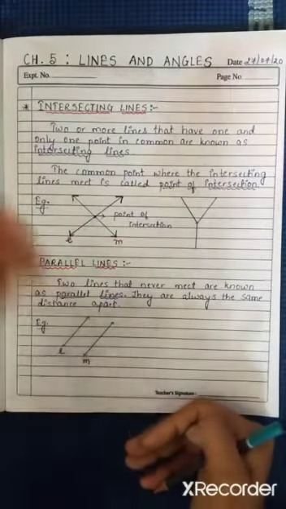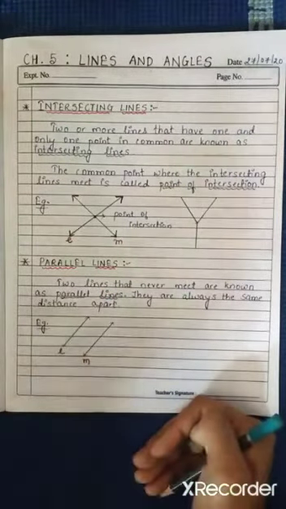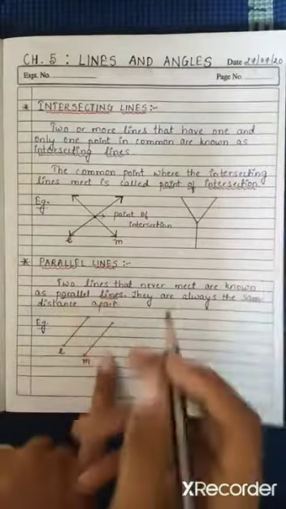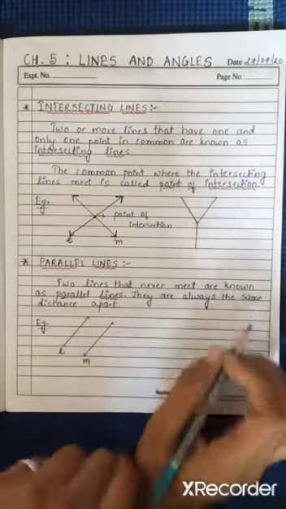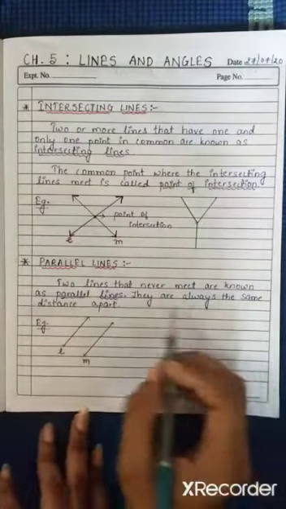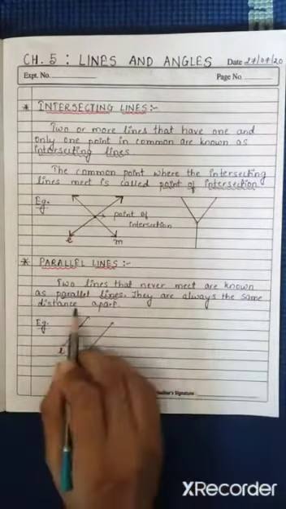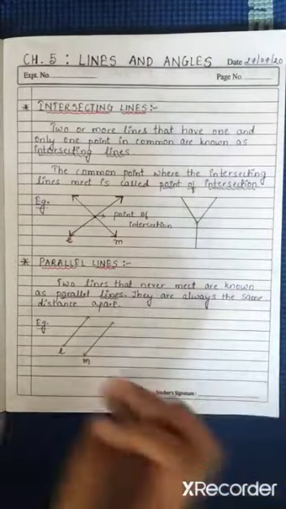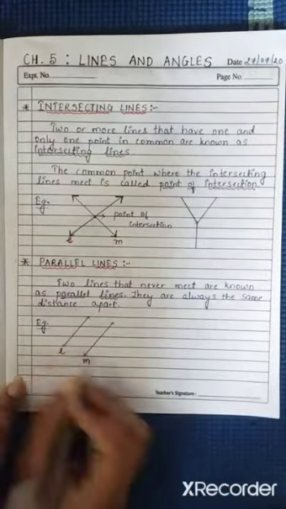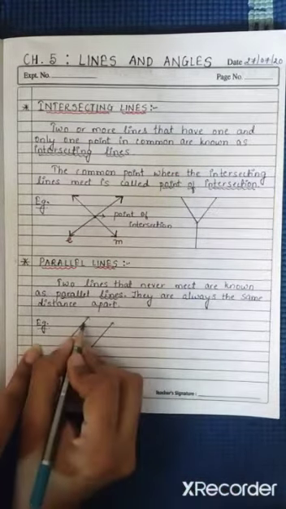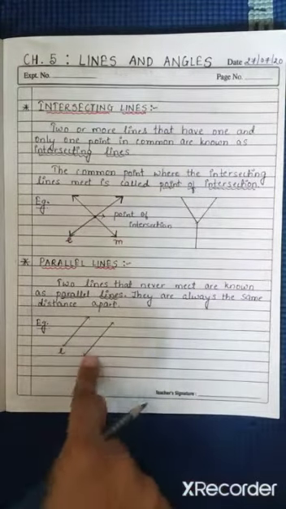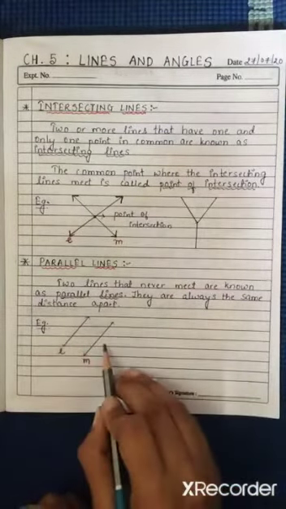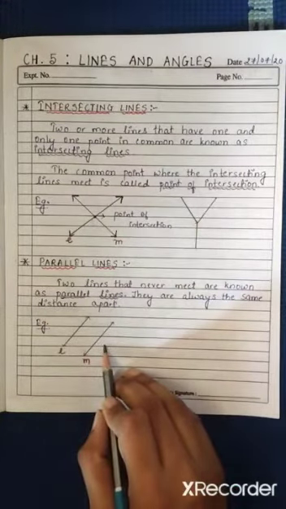Parallel lines are actually the opposite of intersecting lines. Parallel lines are the lines which never meet. They should never meet, meaning they are never going to touch one another. They are always the same distance apart. Same distance apart means here there will be the same distance between these two lines, and here also there will be the same distance between these two lines. So these two lines are never going to touch each other and are known as parallel lines.